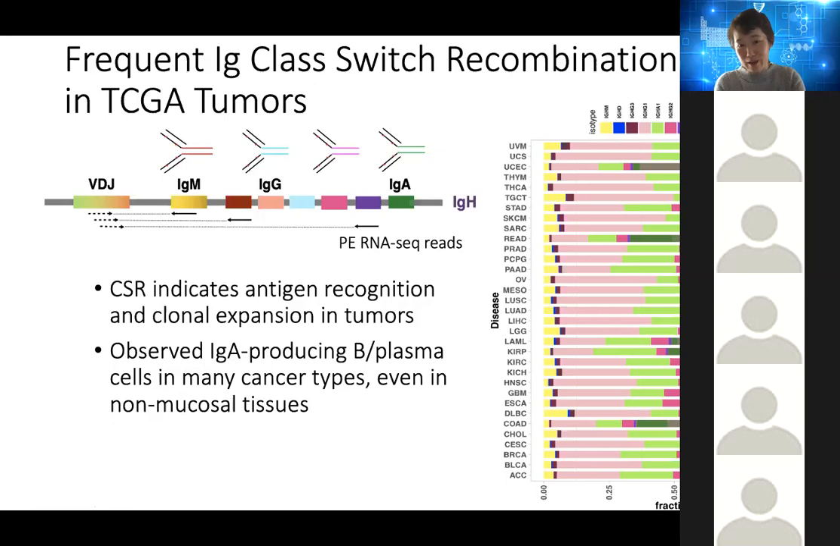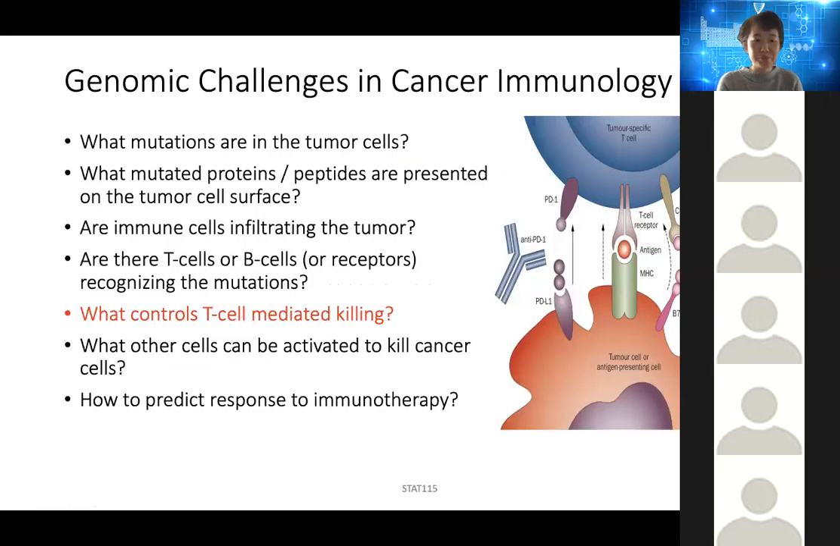Okay, so these are some of the things we would be able to see by looking at the tumor RNA-seq. You can look at whether it has more IgA or IgM. In some of the solid tumors, we do see that tumors having more IgA seem to be associated with worse outcome. So that's another question that we discussed: are there T cells and B cells that recognize the tumors, or the tumor antigens or tumor mutations?